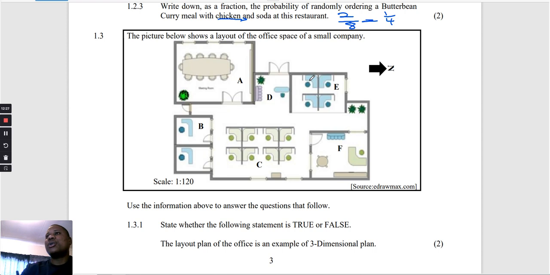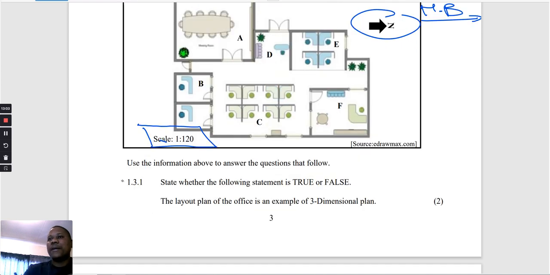The picture below shows the layout of the office space of a small company. A, B, C, D, E, F. The direction is north. This is very important. I always tell my learners to always look at this direction, because it tells you where your north is facing. Once you know that your north is on the right, on top, on the left, or on the bottom, already you can determine the compass of that. We are also given the scale here, the scale of 1:120. Now they say, use the information above to answer the questions that follow.